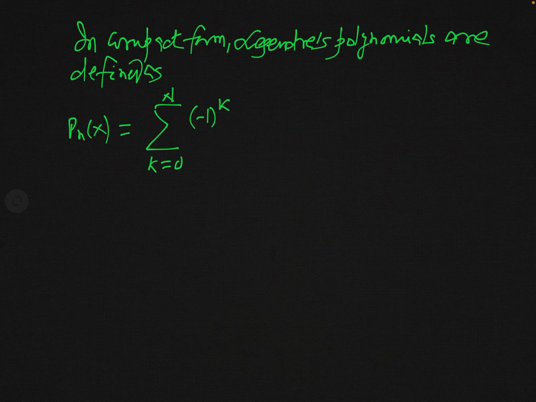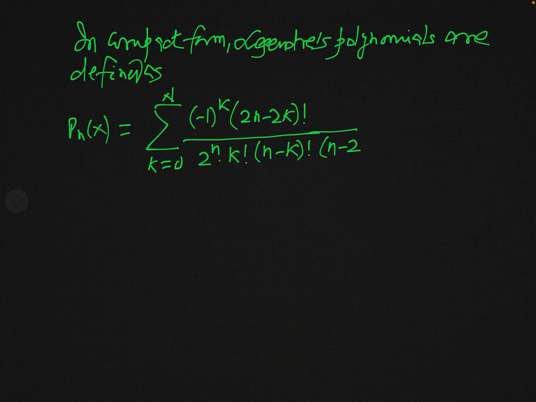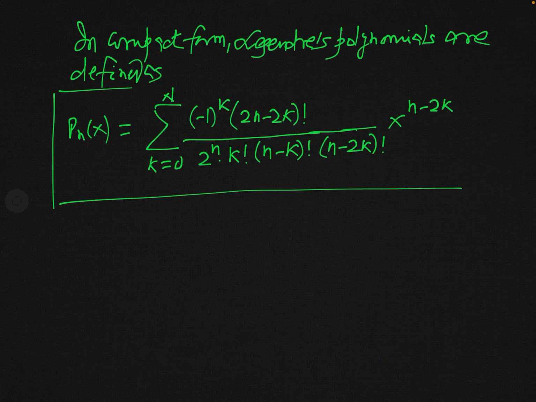Later on we will define this, what is this n, and this is minus 1 to the power k into 2n minus 2k factorial divided by 2 to the power n into k factorial into n minus k factorial into n minus 2k factorial into x to the power n minus 2k. In fact, in this compact form, we can define the Legendre polynomials, but we have to know what's the meaning of this n. n का क्या अर्थ है ये आपको जानना होगा.